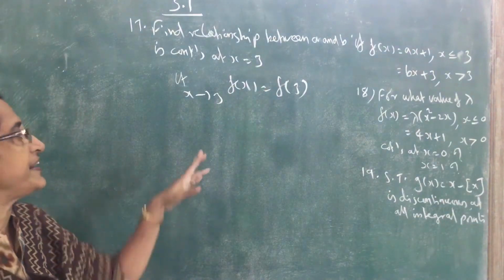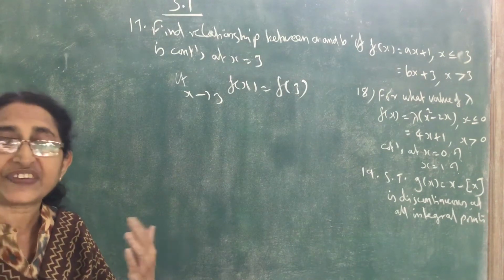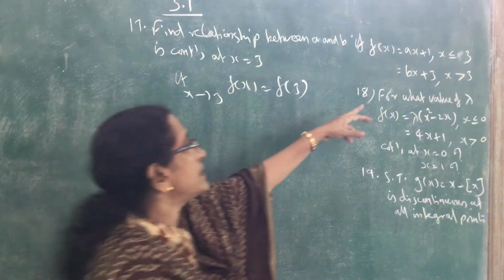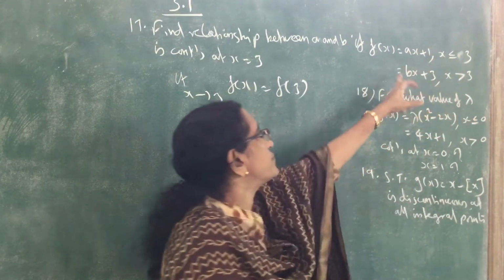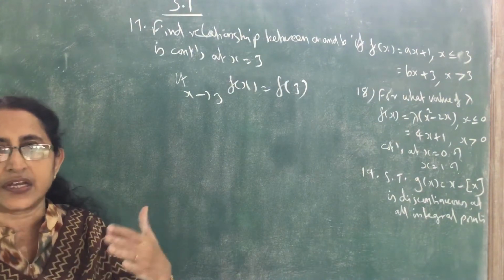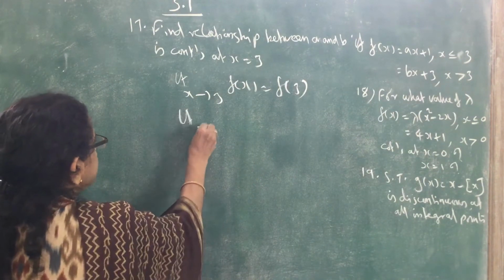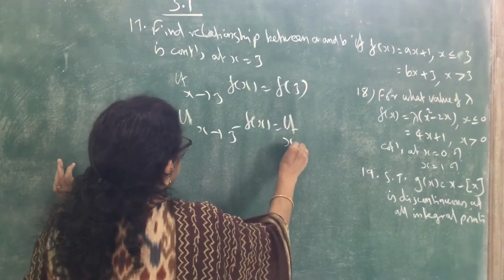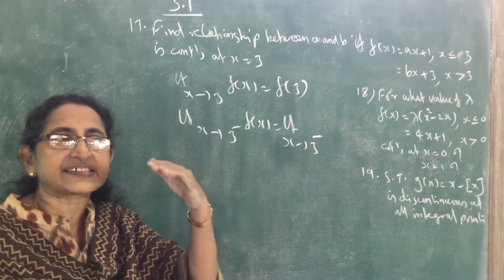Now when we find limit x tends to 3, we have to find left and right limits. When x less than 3, this value; x greater than 3, this value. Therefore they are different, so we have to consider left and right limits. So we can find limit x tends to 3 minus f of x equal to limit x tends to 3 minus, x less than 3.